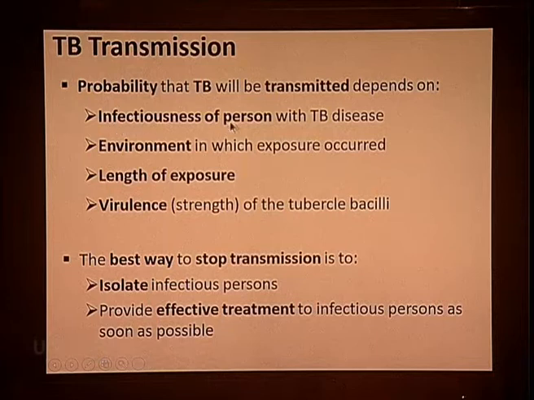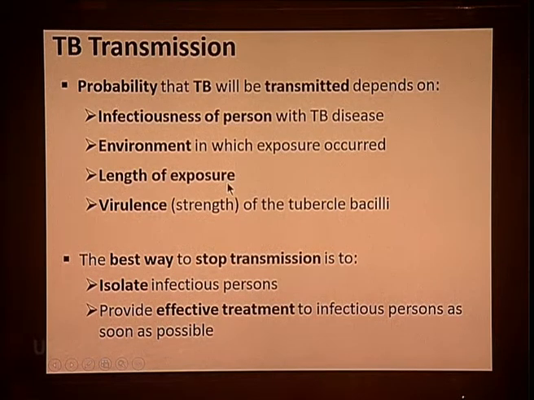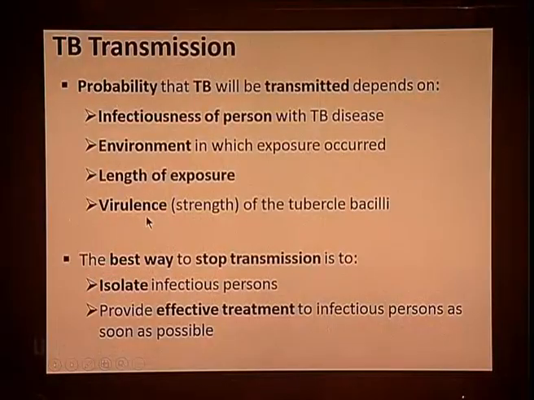So the probability that TB will be transmitted depends on several factors. First of all, the infectiousness of the person with the TB disease. Second, the environment in which the exposure occurred. Say if the environment is a closed and humid one, then the chance of transmission is higher. Obviously, the length of exposure: the more prolonged the exposure time, the more the probability of getting transmitted. And definitely the virulence, or the strength of infectiveness, of the tubercle bacilli concerned. That also plays quite an important role. Not all Mycobacterium tuberculosis strains are equally effective in this. Some are more, some are not so.